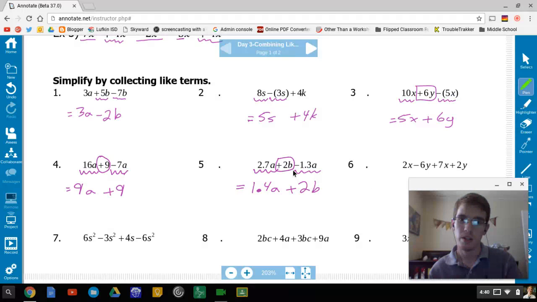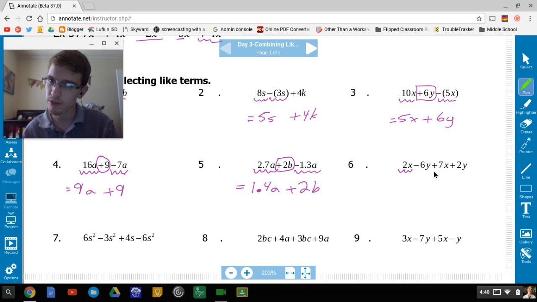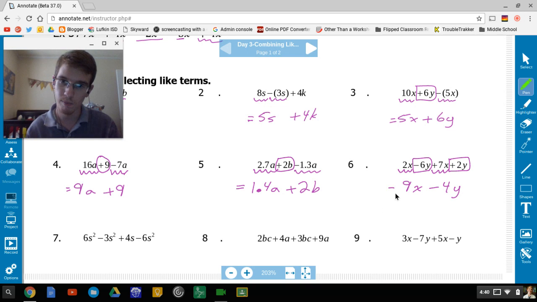Number 6. We have 2x, and we have 7x over here. We have a minus 6y and a plus 2y. So 2 plus 7 will give us a 9x. And with the y's, we get negative 6 plus 2. A negative 6 and a positive 2 should give us a negative 4. So minus 4y.